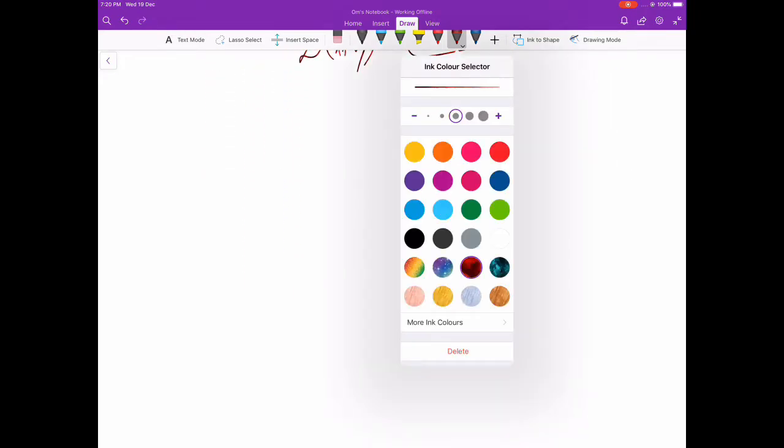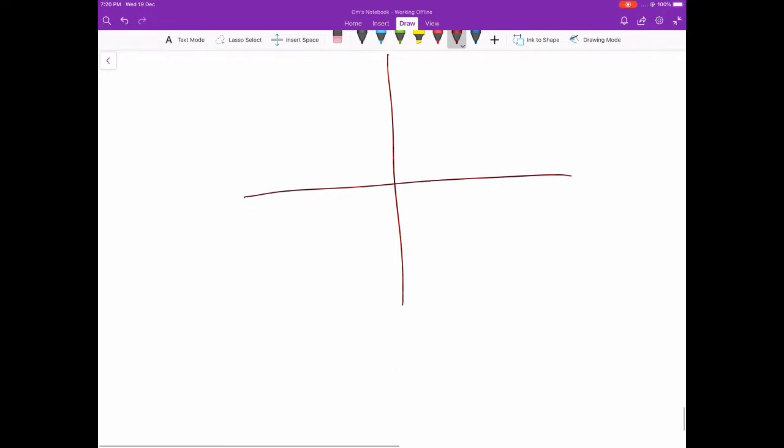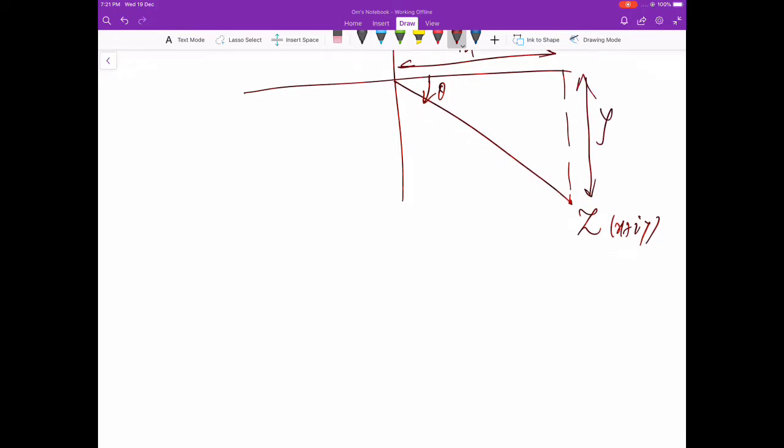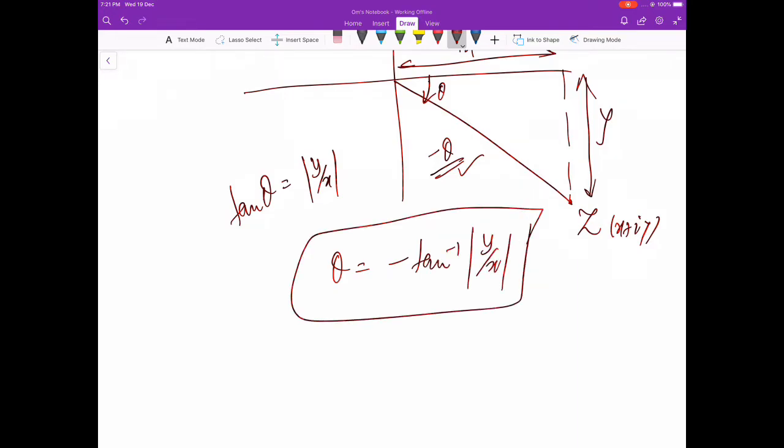Finally, in the fourth quadrant I have z = x + iy. This is theta, this is x, and this length is y. Again tan theta is mod y by x, and since this angle theta is measured clockwise, the argument will be minus theta. So the argument is minus of tan inverse mod y by x. I have to add the negative sign because it is taken in the clockwise direction.